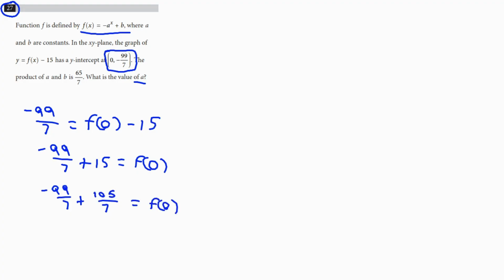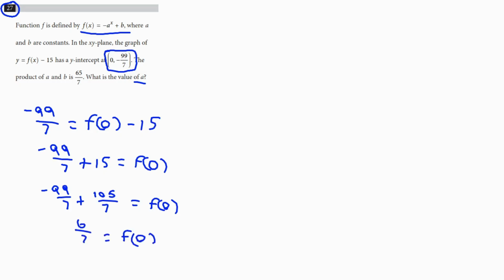If you don't know how to do that, you might want to watch some YouTube videos. You're kind of cooked if you can't add simple fractions like that on the SAT. I'm just going to be honest with you. So if you add these together now, you get 6 over 7 equals f of 0.